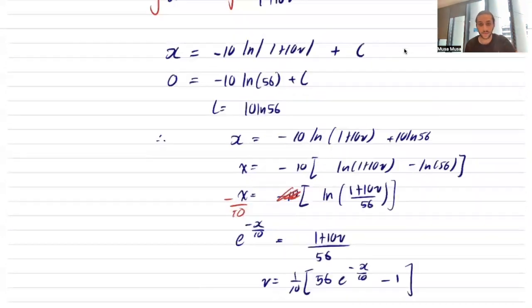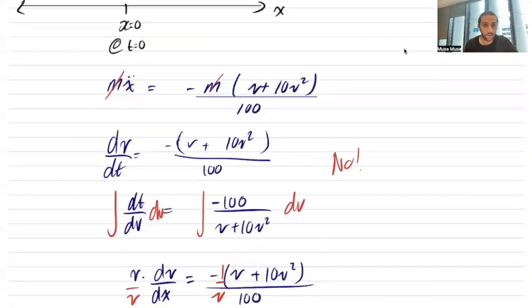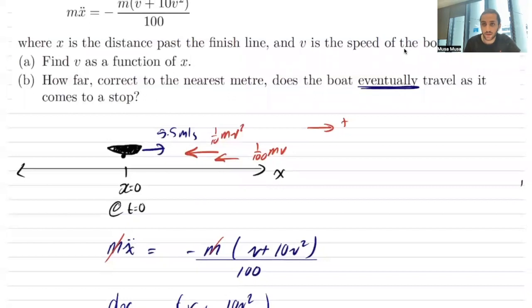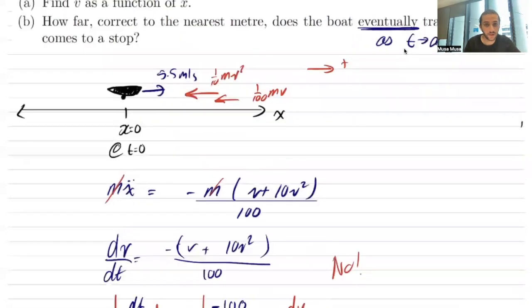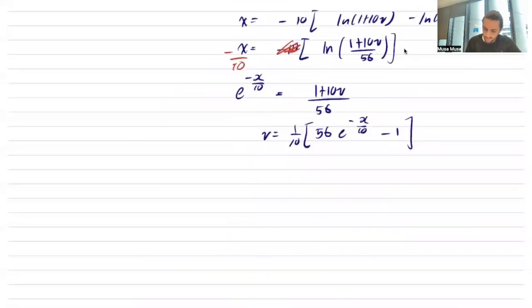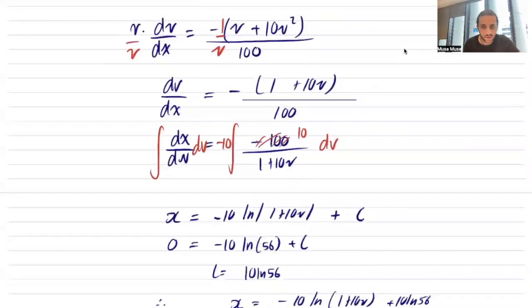Nice. And then part B says, how far, to the nearest meter, does the boat eventually travel as it comes to a stop? See how it says eventually? That's kind of saying as t approaches infinity. As t approaches infinity, we can just take the limit for part B. Oh, we don't have any t's, do we?